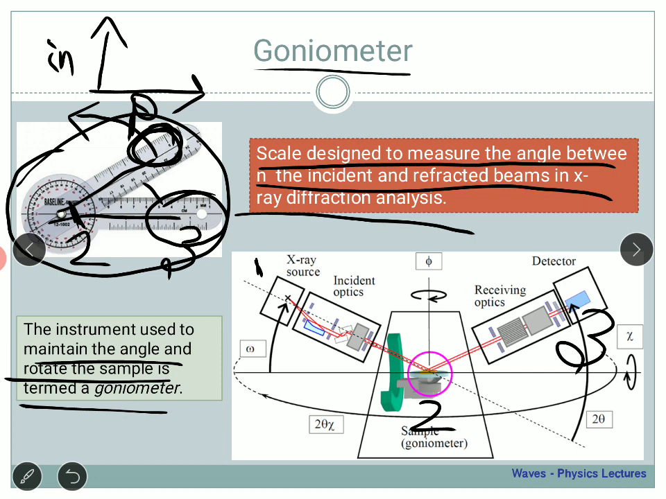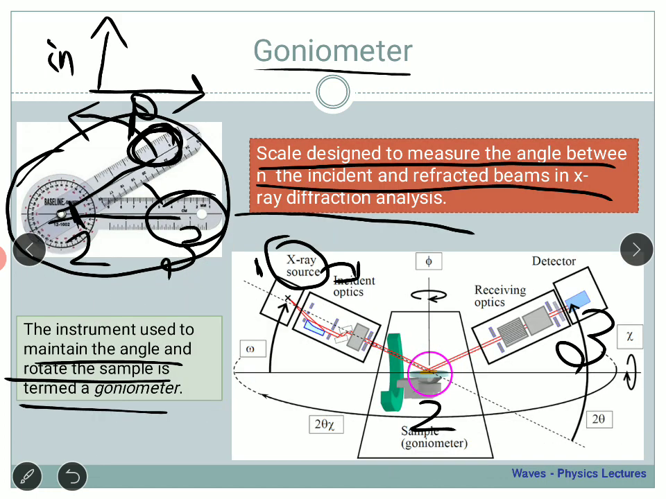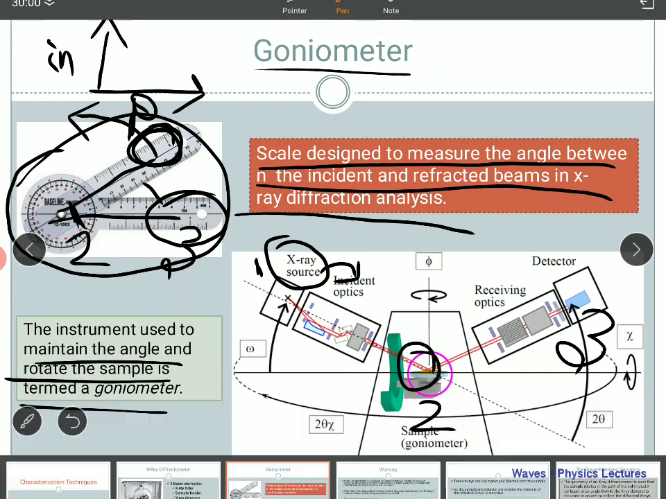So we have the X-ray source, and the X-ray will leave the source from here. How X-rays are generated, we have already seen in our last lecture, but we can again have a look at it in the next slide. And then we have got the incident optics, which has got, I think I have told you in the last slide, the Gobel mirror. So we will use this Gobel mirror here, and there are some more optics, some more slits and all which are present, which allows an intense beam of X-ray to fall on this particular sample.